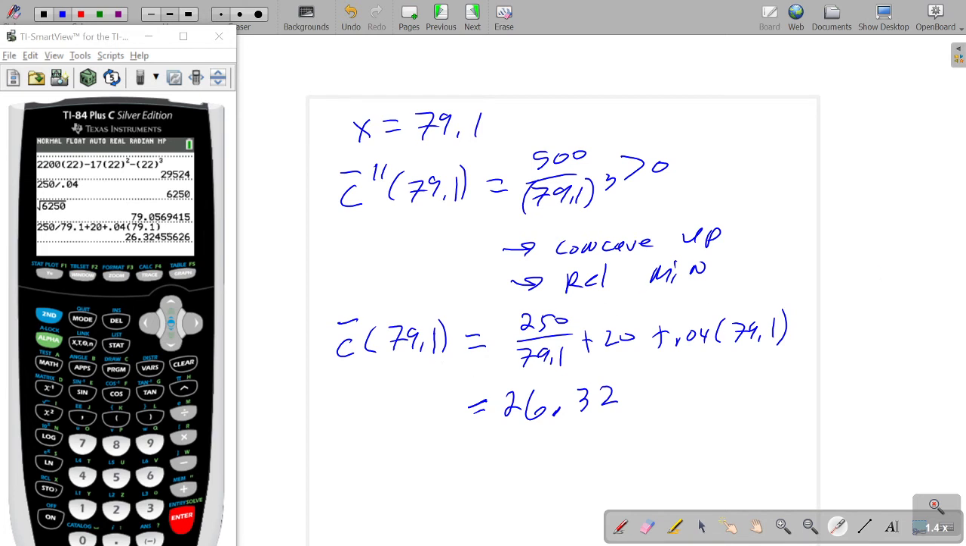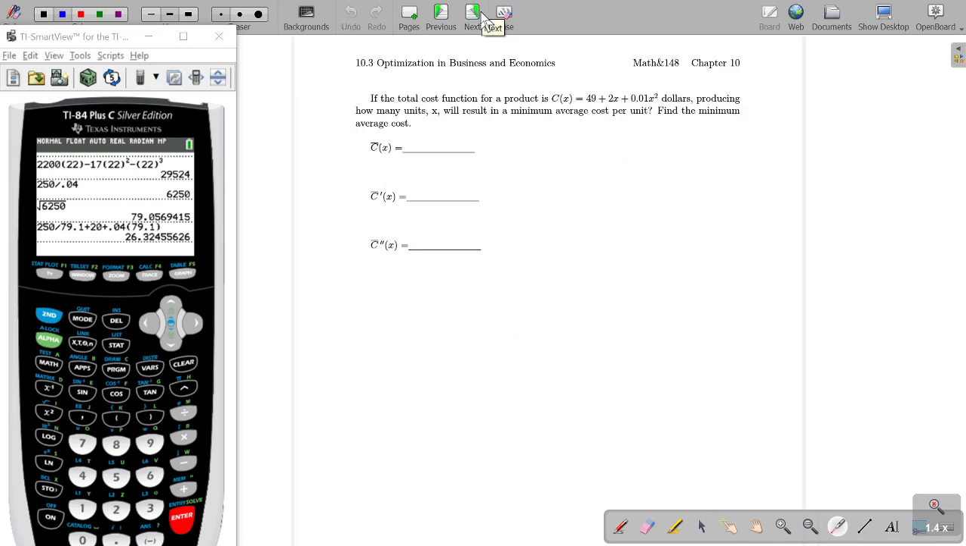So take a look at the next page. I'd like you to do this one. So again, pause the video, work on that, and find the minimum cost.